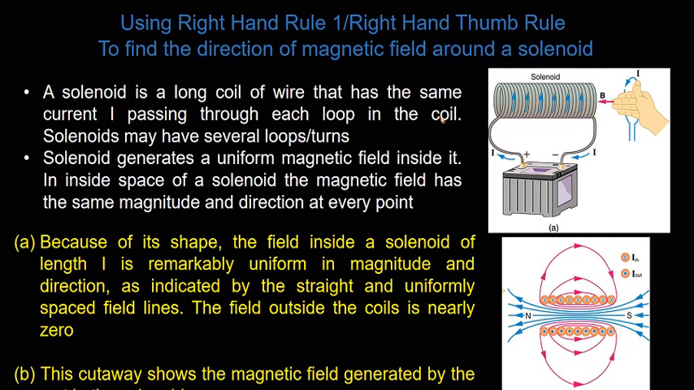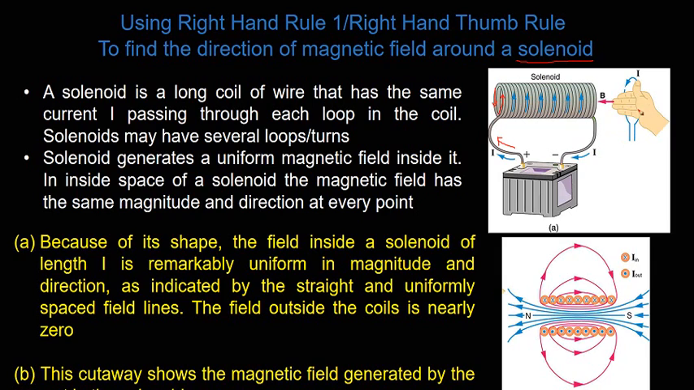In this slide, we are using the right hand rule to find the direction of magnetic field around a solenoid. So we are defining what a solenoid is first. A solenoid is a long coil of wire that has the same current I passing through each loop. Here we are seeing a battery or a voltage source providing current in this direction, and as the current flows through, it is going through the coil, going up like this, and then it comes back like that, and then goes on from the positive terminal to the negative.